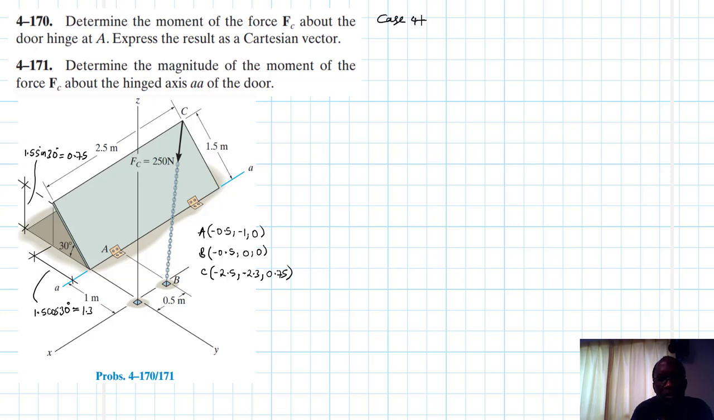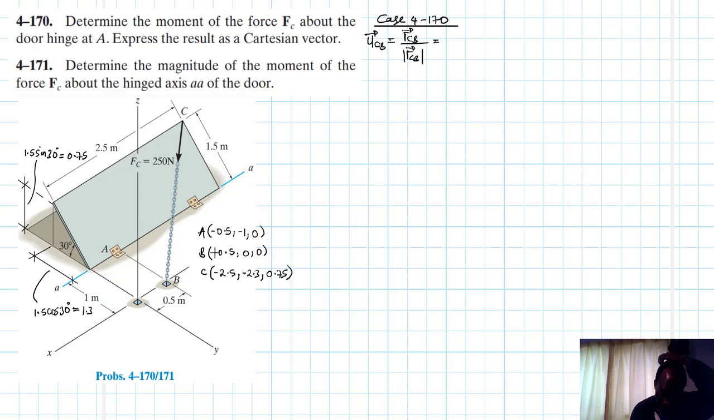Question 4-170. What do we have? Right. First things first, we need to convert the force Fc into a vector, and we need a unit vector along that direction. So the unit vector along CB is just going to be equal to RCB divided by its magnitude. And RCB is just B minus C.